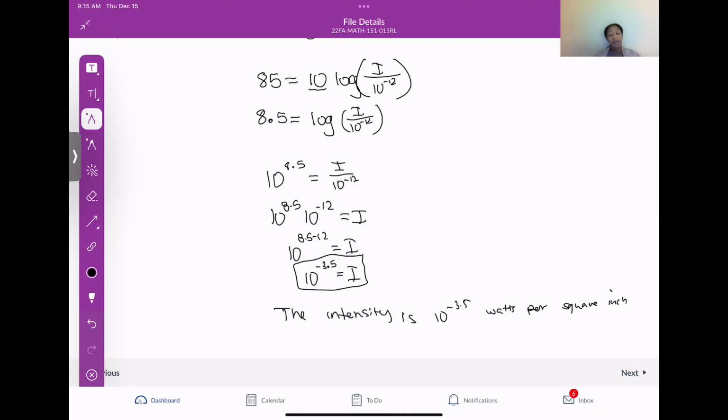All right, so this ends section 9.5, and it also ends all of the material that we're learning for the class. So yay!